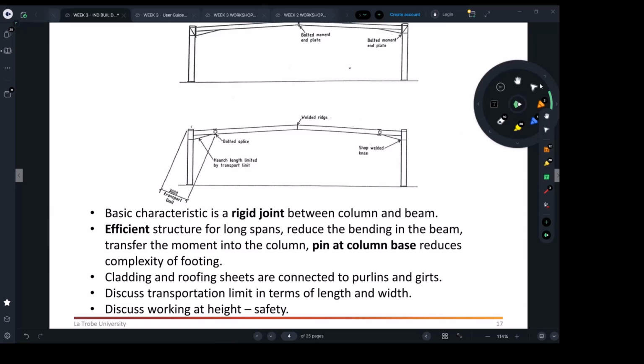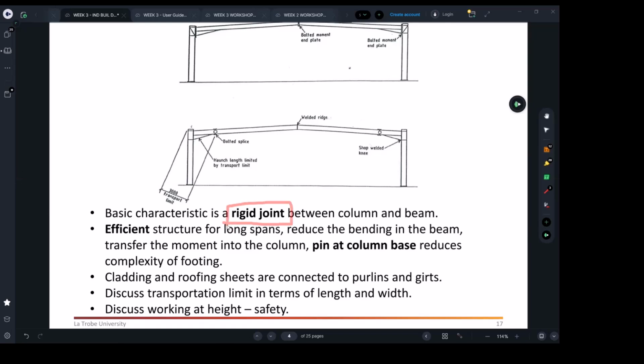As you can see here, we have on the sketch the maximum transport limit for a particular type of truck, which will help you fit it in the back of your truck. We have been talking about this for 2 to 3 weeks. The basic characteristic of a portal frame is that its top connections, between the rafters and the columns, are rigid.